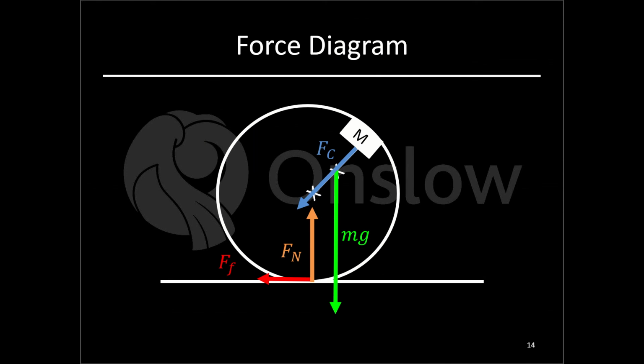We can combine these forces to make a force vector diagram. So the first is a weight force, and then the normal force, which is related to the friction force and the centripetal force.